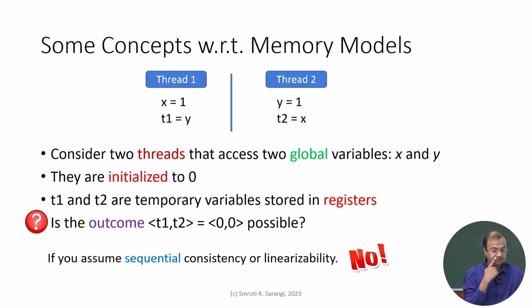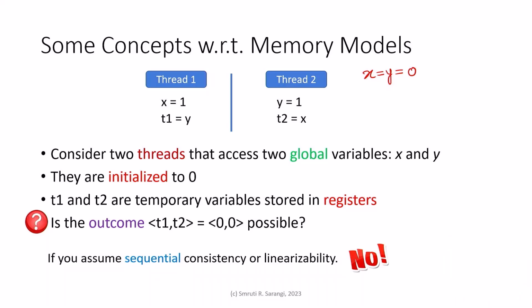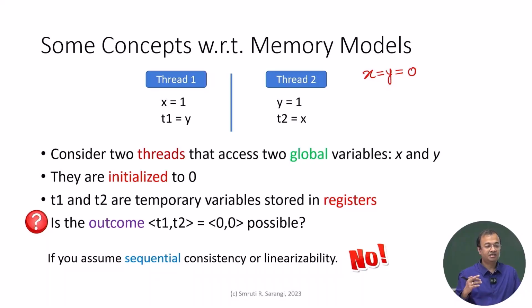Consider this execution that is shown. Assume that x and y are global variables initialized to 0, and t1 and t2 are local variables which are stored in registers. We have two threads. Thread 1 writes 1 to x and then reads the value of y. These are memory accesses to different addresses. Similarly, thread 2 writes 1 to y and reads the value of x.